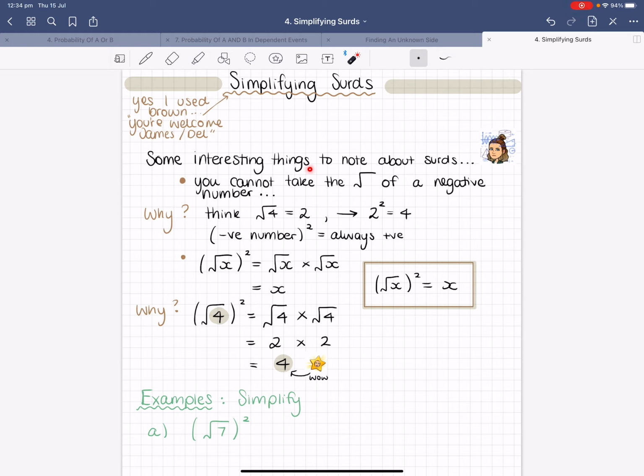So, some interesting things to note about surds. I've also decided to add some little Bitmojis just to make it a little bit more interesting.